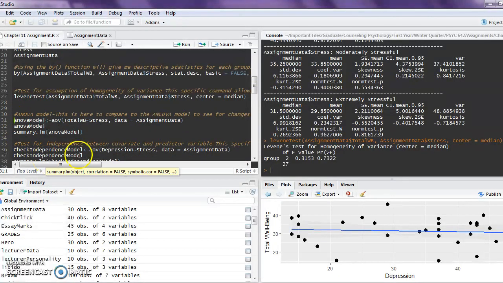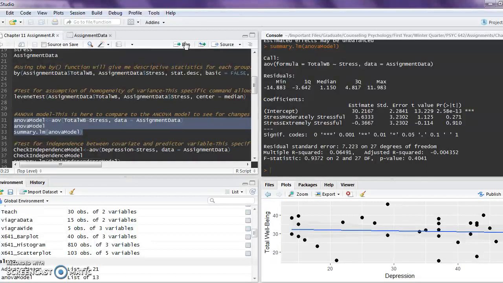So here is our command for our ANCOVA model. I'm going to run this, and this ANCOVA is testing the main effects of stress on total well-being, or just well-being overall. Here we go. So here you're not seeing a significant value, but the F statistic is worth looking at. The F statistic is the comparison of how good the model is compared to how bad it is.